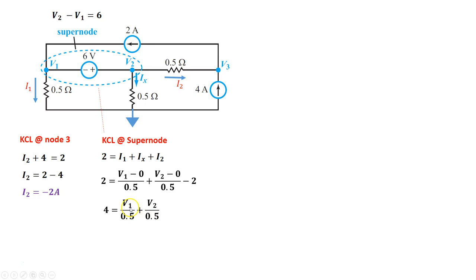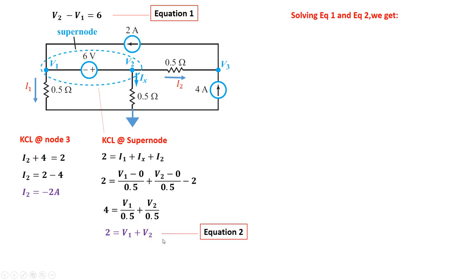Right? So if I take 1/2 common out of these two expressions and move it to this side, I basically get V1 plus V2 equals 4 times 0.5, which is equal to 2. So here's 2 equals V1 plus V2. So in this overall expression right now, I have one equation, equation 1, and my second equation is right here.